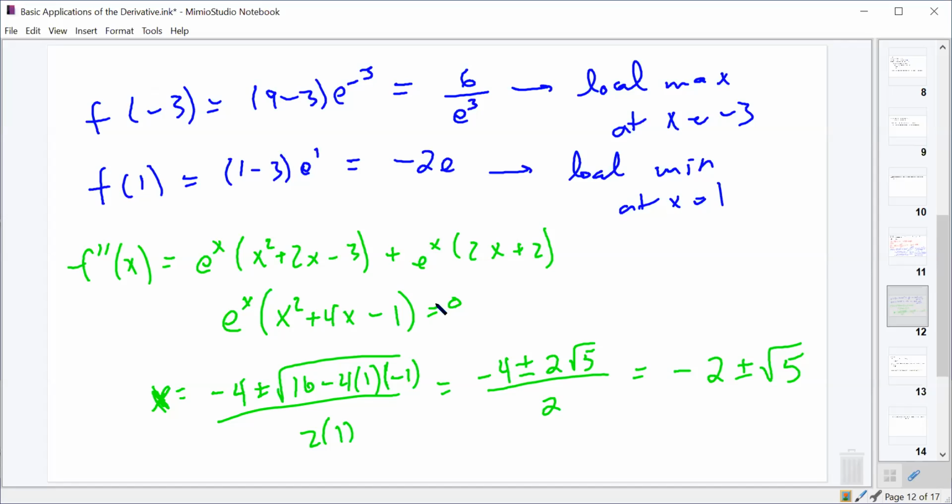And then we would also say that this is never undefined. And so our only possible points of inflection are at negative 2 plus root 5 and negative 2 minus root 5. I'll go to the next page. We'll make a sign chart for it there.